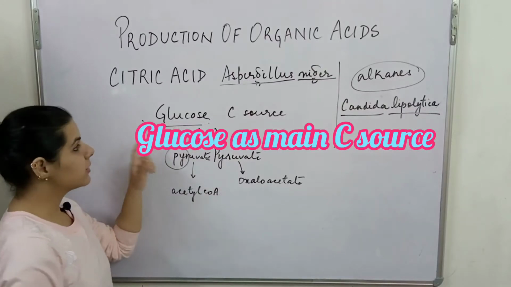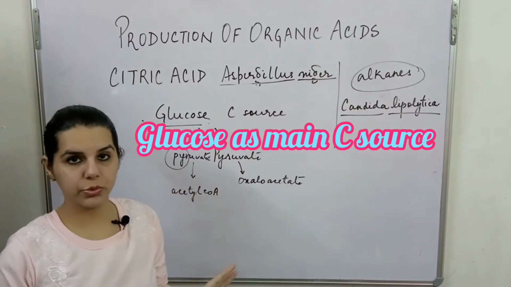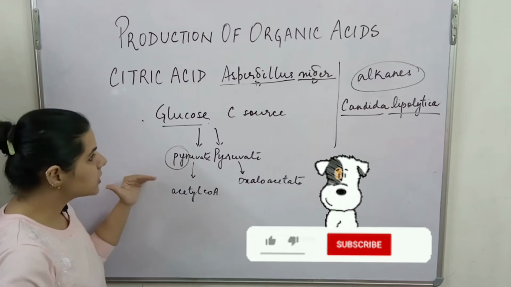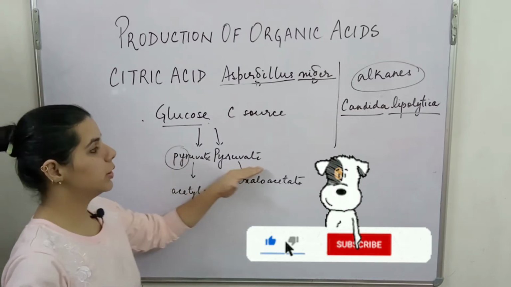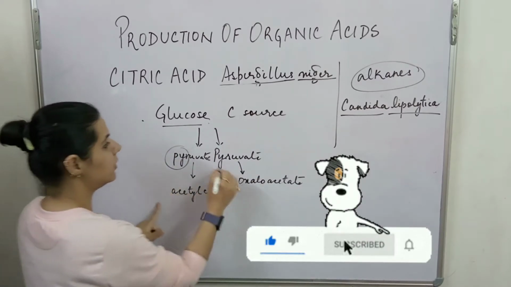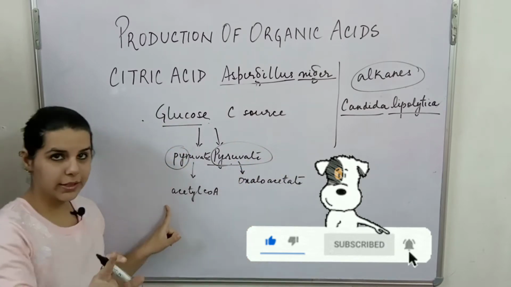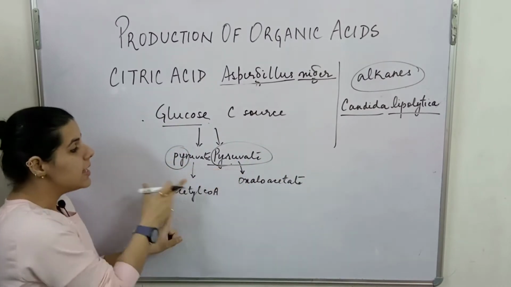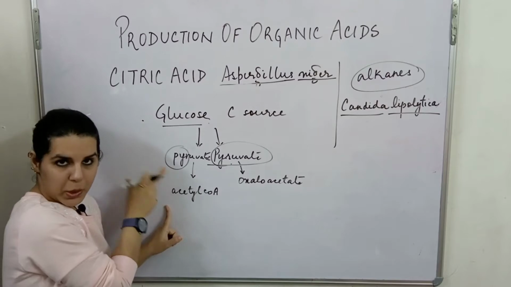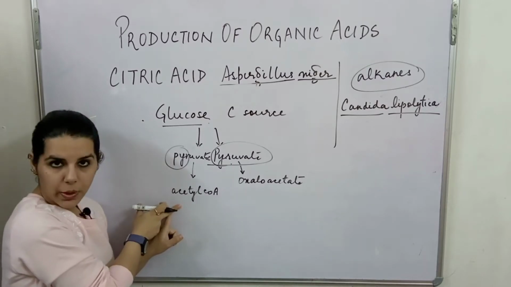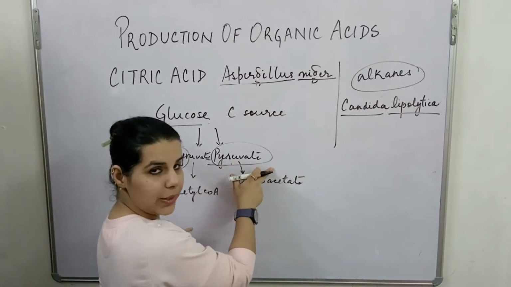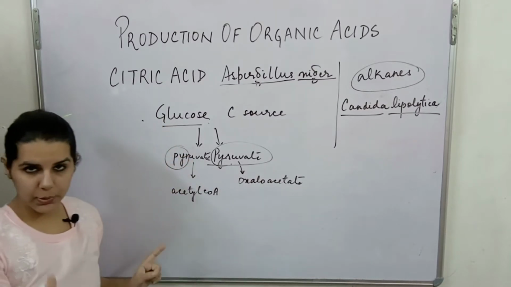What happens is that this glucose, this is a major carbon source, right? So this glucose is going to give two molecules of pyruvate, this one and this one. This particular molecule of pyruvate is going to form acetyl-CoA, and the other pyruvate is going to give oxaloacetate.